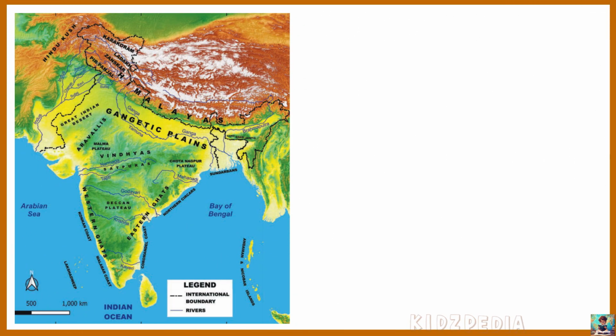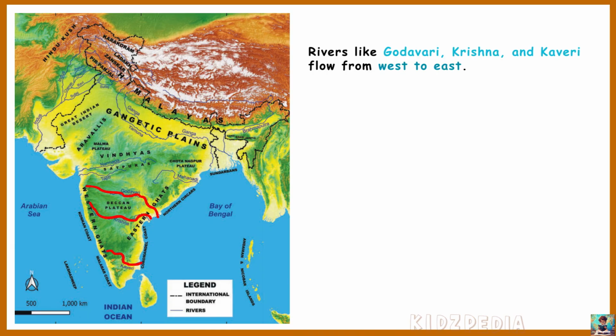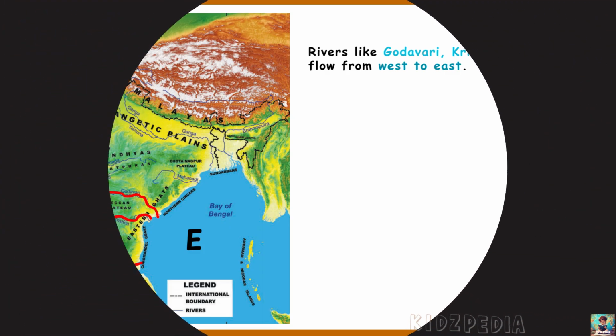So remember, rivers like the Godavari, Krishna and Kaveri flow across the plateau from west to east. These rivers are very important because they provide water for farming and are a source of water for millions of people living in these regions.